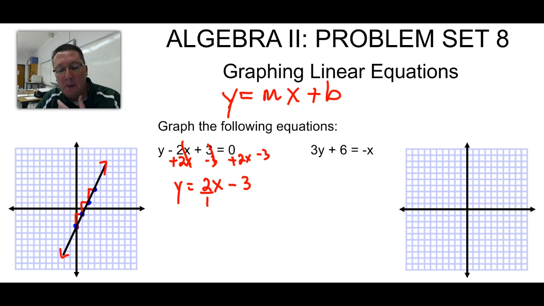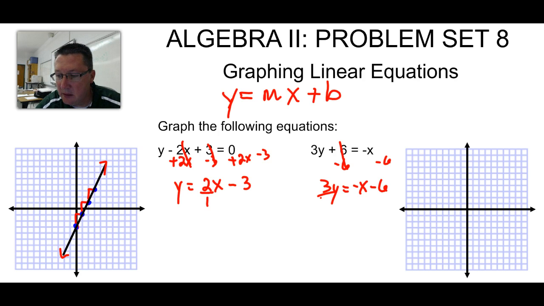Okay, one more. Let's do this one real quick. I need to solve for y, so I'm going to subtract 6. 3y equals negative x minus 6. Okay, divide by 3. Divide these separately by 3. So y equals negative x over 3. I'm going to make that negative 1/3 x, so it's easier to see the rise and run. Minus 2.